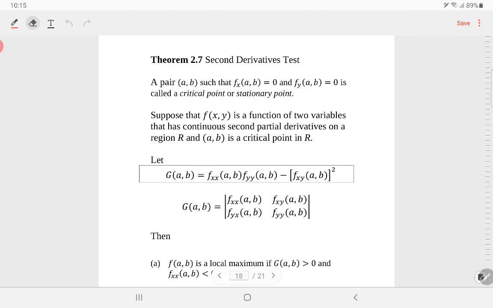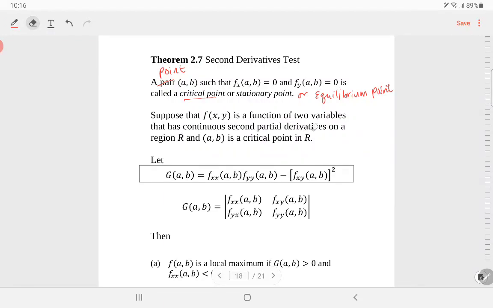First of all, a point (a, b) such that partial f partial x and partial f partial y at (a, b) are 0 is called a critical point or stationary point. In some books, they also use the term equilibrium point, but I'm going to use critical point because it's easier to say.